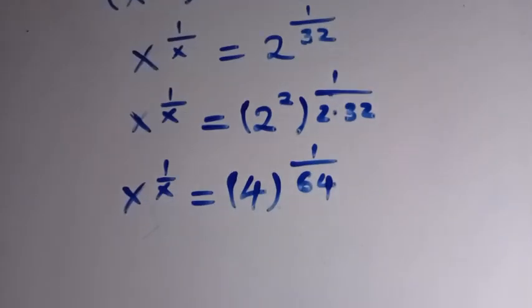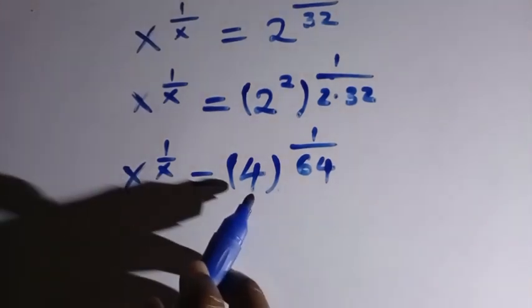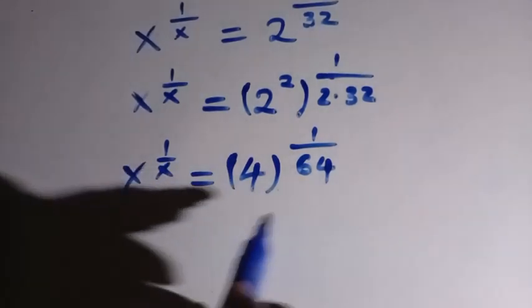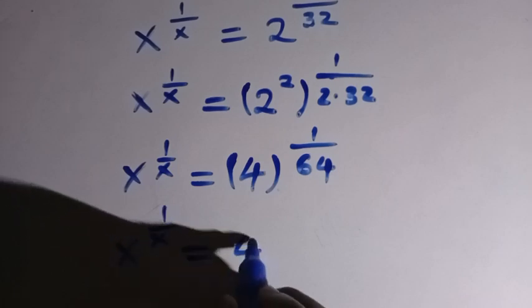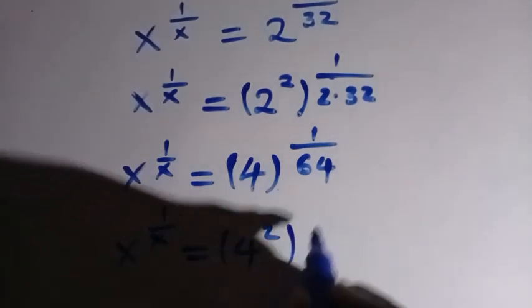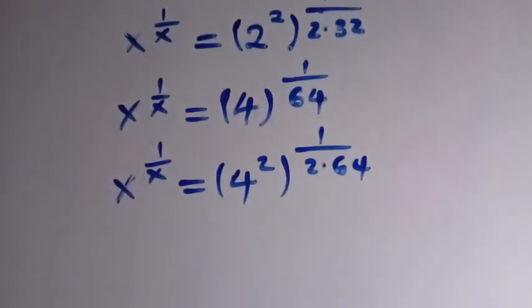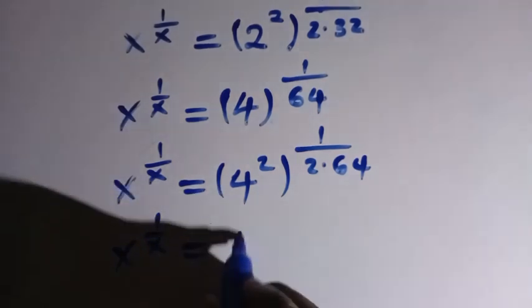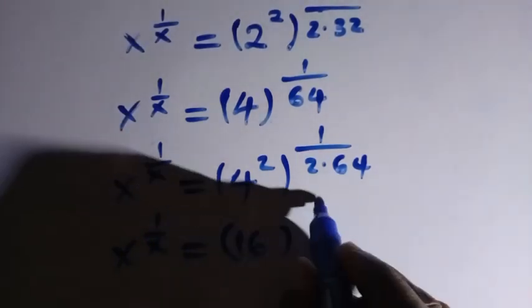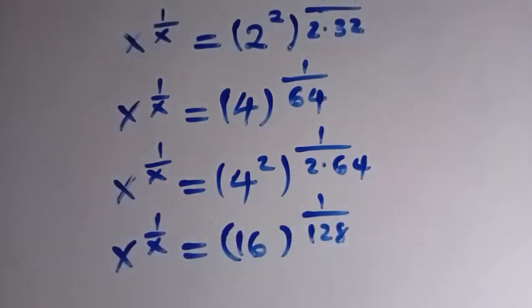Again, let's try and manipulate this. Raising this to the power of 2, we take that 2 to the bottom of the power. We have x raised to the power 1 over x equals 4 raised to the power of 2, then raised to the power 1 divided by 2 times 64. So we have x raised to the power 1 over x equals 4 raised to the power 2, that is 16, then 16 raised to the power 1 over 2 times 64, that is 128.